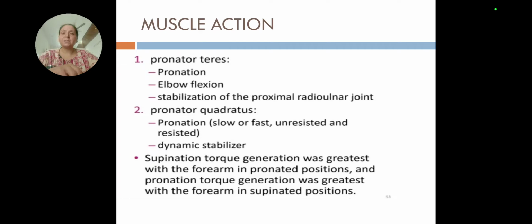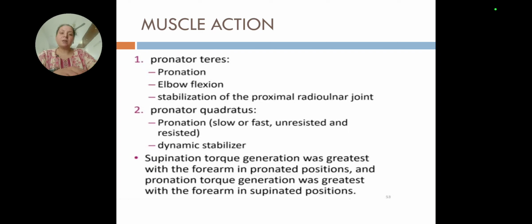I will not be discussing it in detail, but you all know the pronator teres and pronator quadratus, they both work. They are mobility muscles as well as dynamic stabilizers. So they stabilize the proximal radio-ulnar joint, as well as they produce pronation. They are pure pronators but are also assessed in elbow flexion. So the pronator teres also helps in elbow flexion.